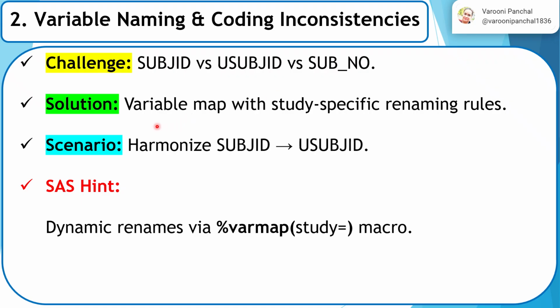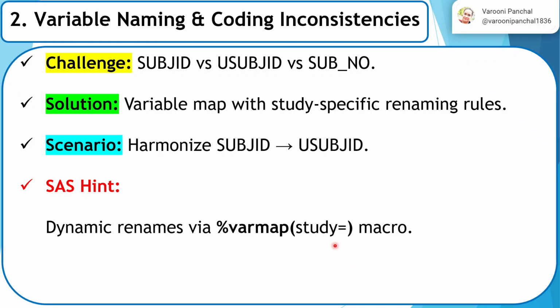It should not be duplicate or overlap, right? So the solution here is a variable map with study-specific renaming rules. The harmonization is very essential when we consider the subject ID into a unique subject ID. Now, as a hint, you can use the solution as a dynamic rename, with &variable map study equal to macro. This is a specific macro name which you can create yourself using the different study ID.